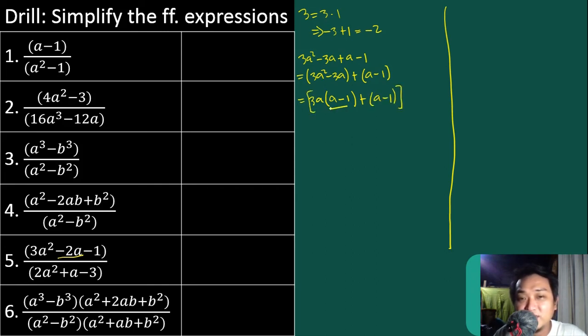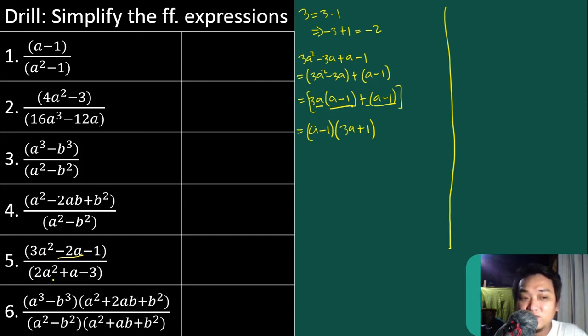At this point in time, meron na tayong common quantity. Let us factor that out. That will be the quantity a minus 1 times yung natira sa loob will be 3a plus 1. Now, so factorable siya, no? Pero tingnan pa natin yung denominator.